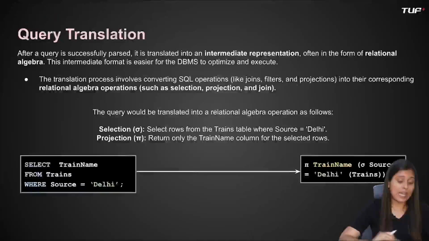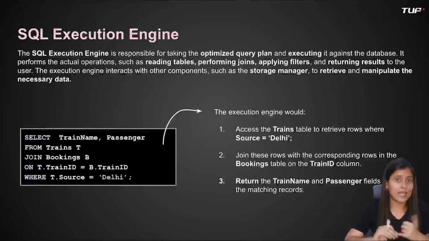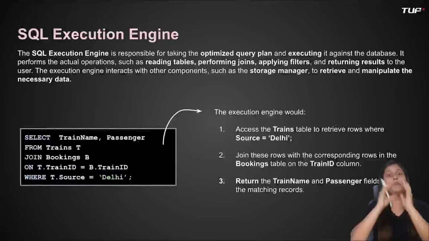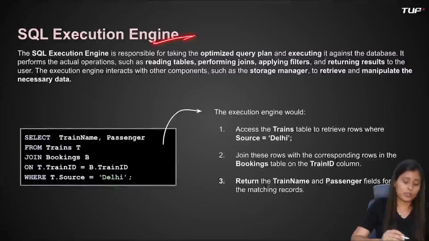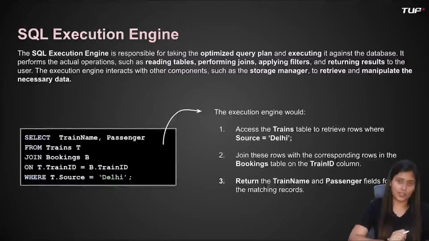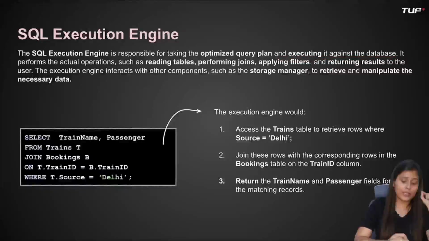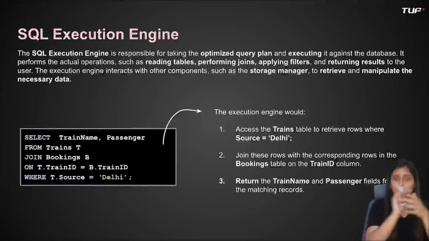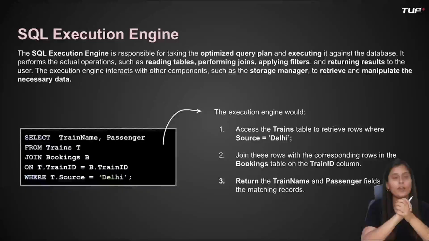Okay. Now the next and last step comes once the query has been syntactically checked and also converted into relational algebra, basically the most optimized way. Now the execution task will be done by the execution engine, and it is responsible for taking the optimized query plan and executing it against the database. So the task of the execution engine is to check the most optimized query for execution, and it will execute the query against the database and modify or retrieve the data according to the requested query.